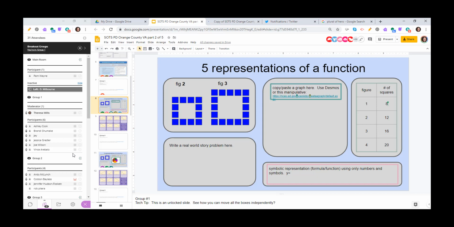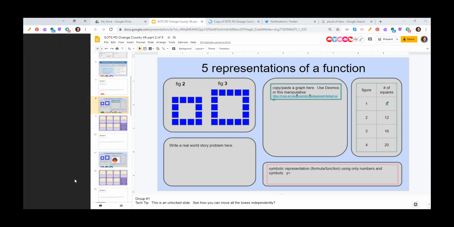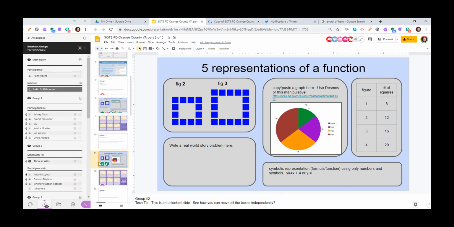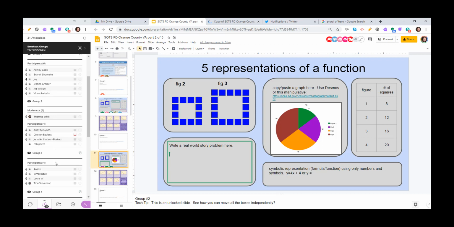All right, math brains, where we at? I'm trying. Right, a real world story problem. So what are you doing with just adding 4 every time? Should do something around that.